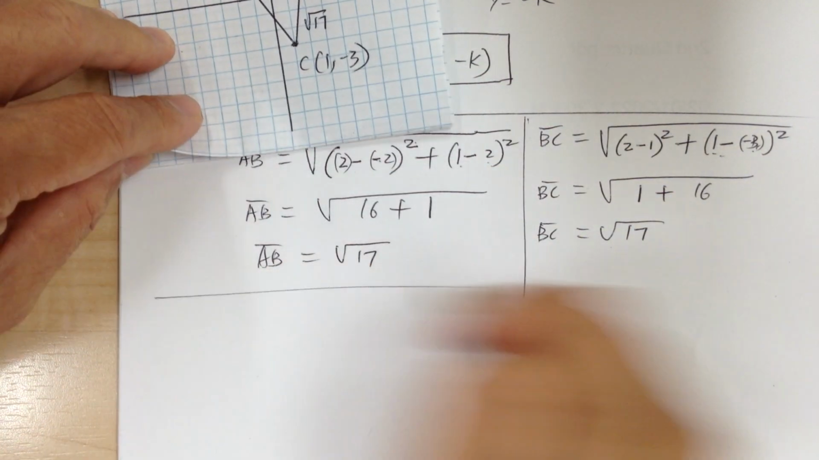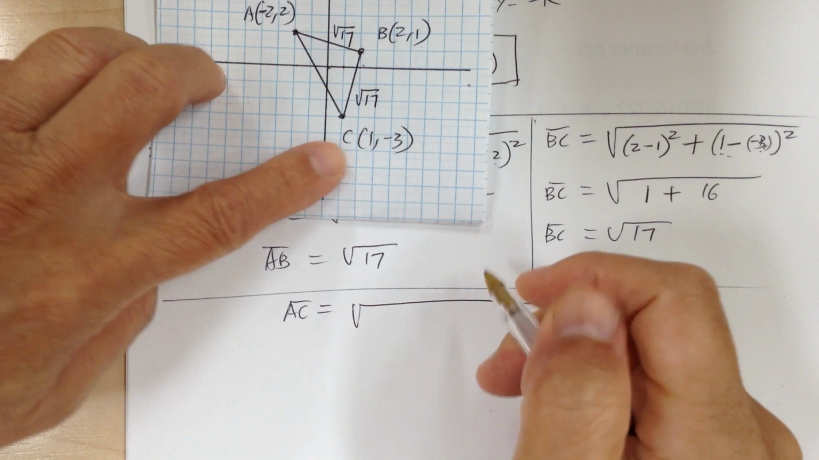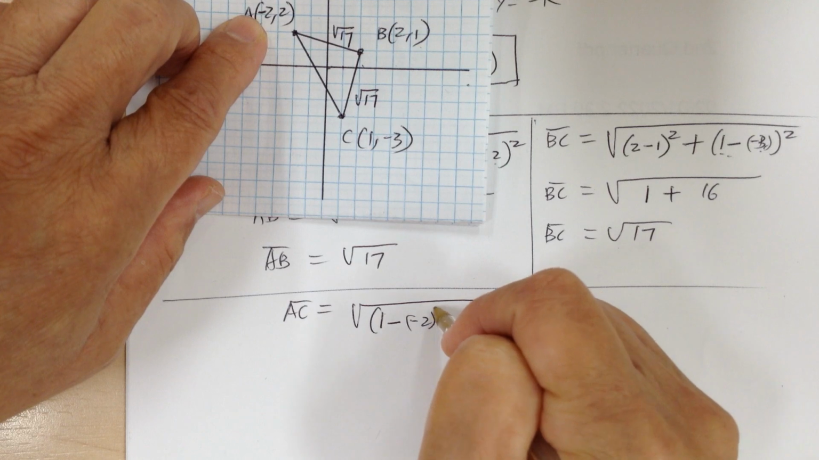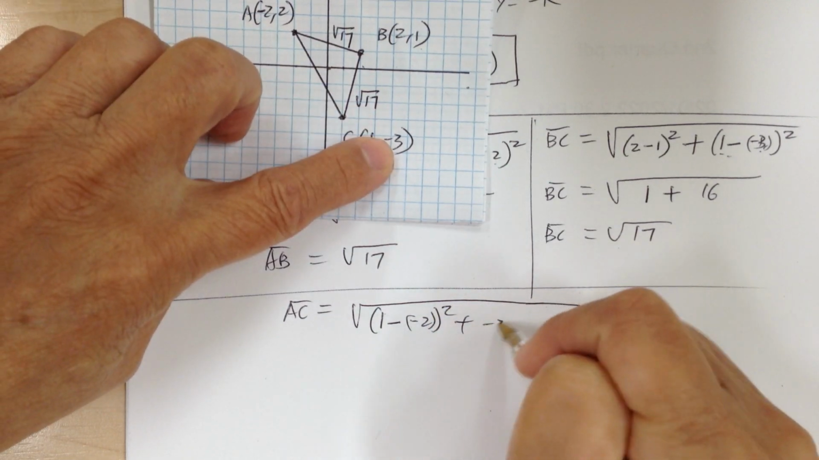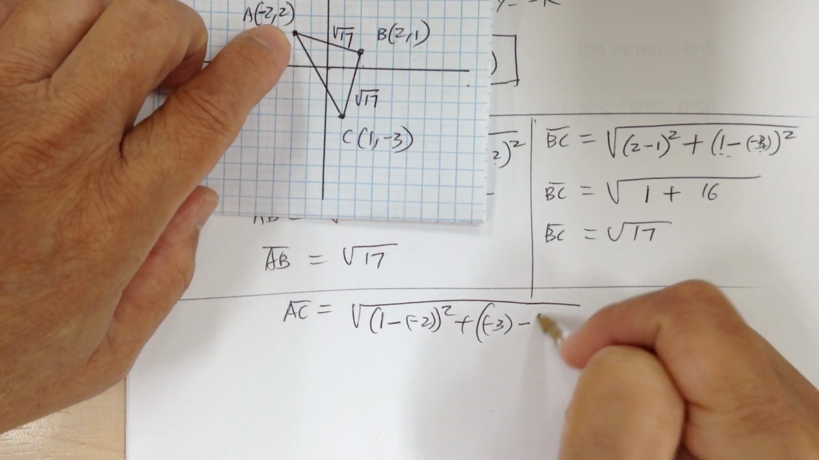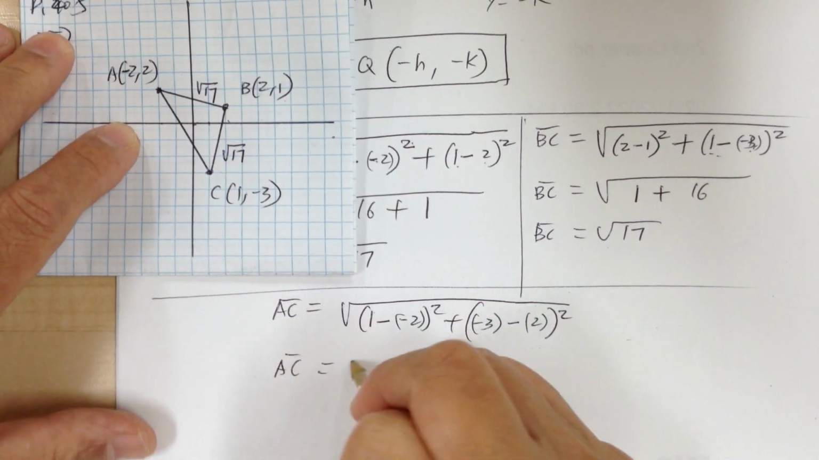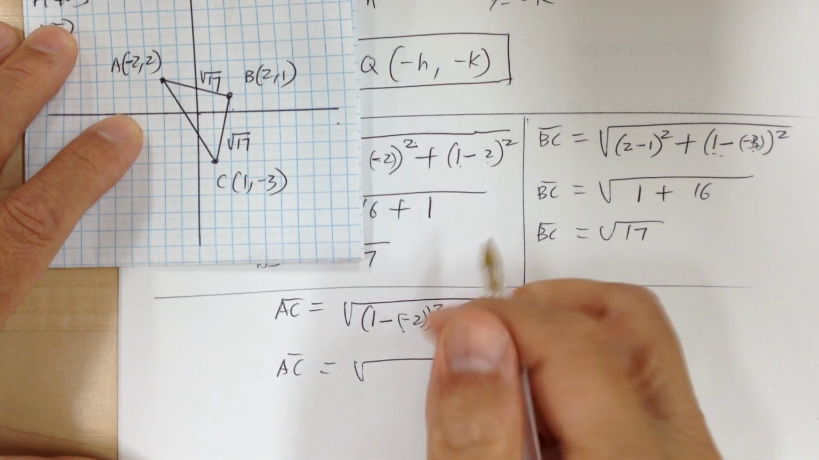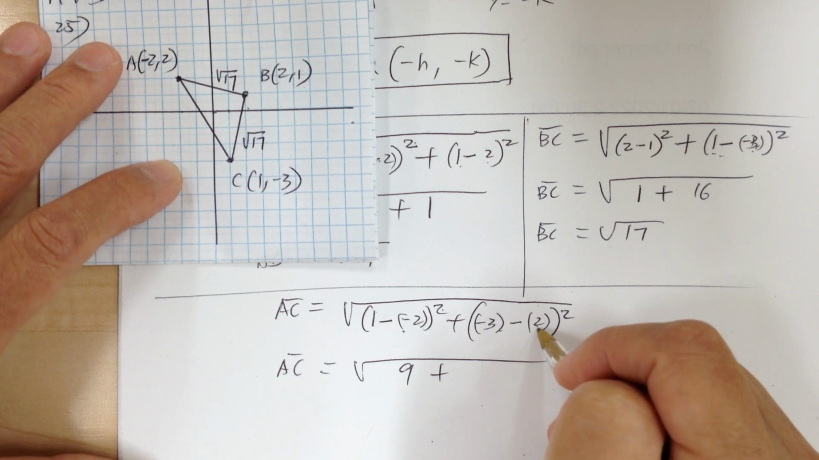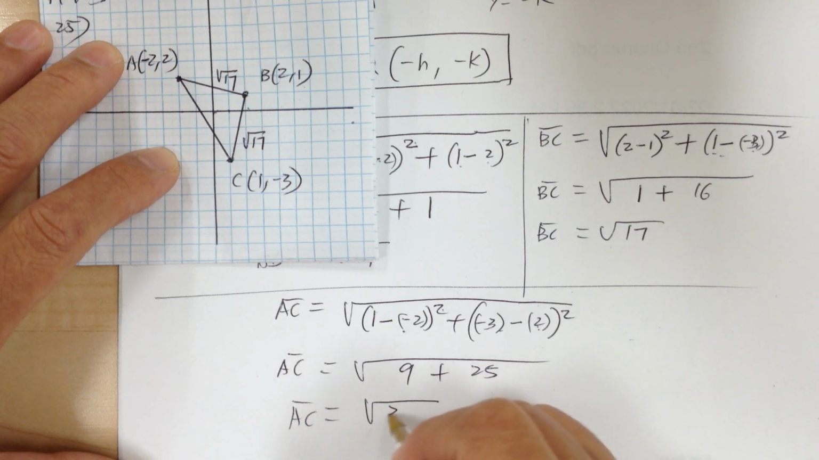Now I'm going to look for AC. You have to look for all three lengths. So square root of x2 minus x1, plus y2 minus y1. So the length of AC equal to, this is 3, 3 squared is 9. This would be negative 5, negative 5 squared would be 25. So AC equal to square root of 34.